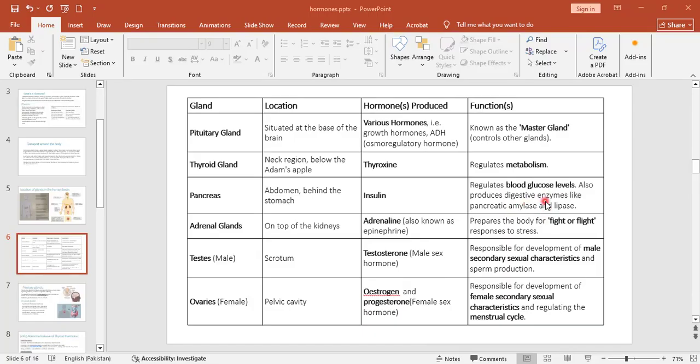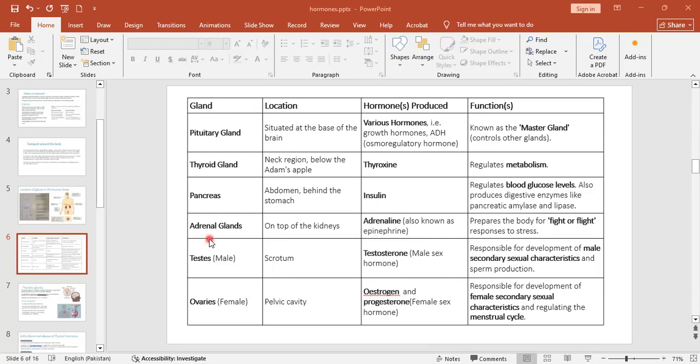Like in the previous video, I told you that the pancreas is not only an endocrine gland, it is also an exocrine gland. Right? It means it has ducts for the enzymes, and when it is releasing the insulin, it releases directly into the blood. That's why it is an endocrine gland, because it doesn't have a duct. It's ductless.